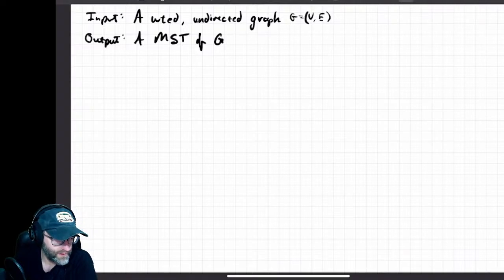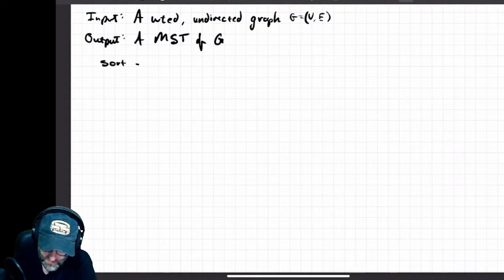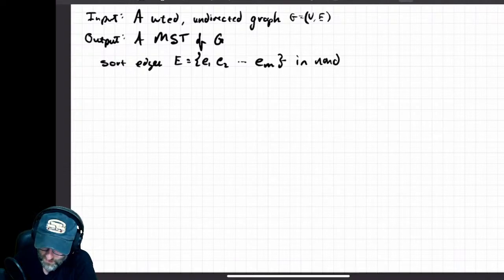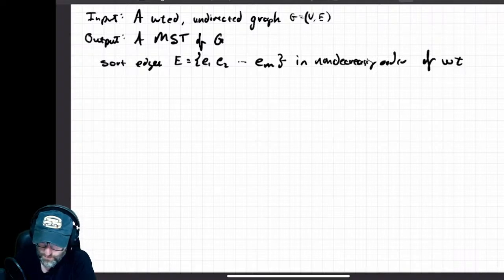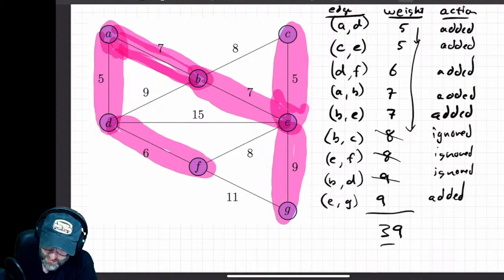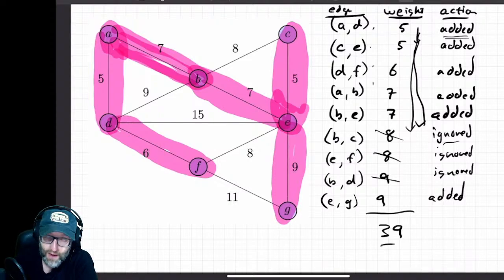All right. So the first step, of course, is to sort edges, and I'll give them a name: E1, E2, dot, dot, dot, EM, in non-decreasing order of weight. All right. That's step one. Then what we did, once we had them sorted here, is we went over one by one, and we checked did that edge induce a cycle? If it did, then we ultimately ignored it. If it did not, then we added it.